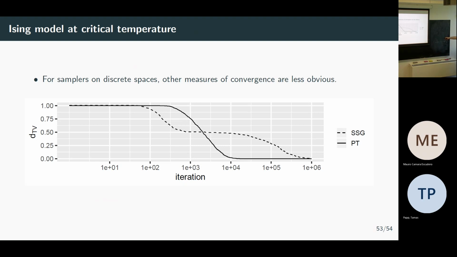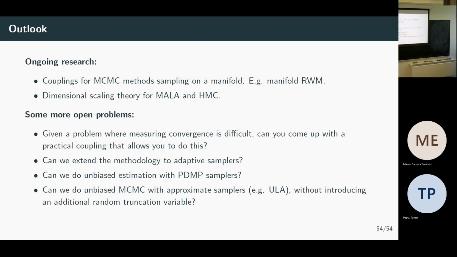You can see this bimodal structure from the coupling bound. You hit the first mode in most cases by iteration 1,000, but then it takes another 1,000 times as many iterations to transition to the second mode. This shows up in the coupling bound. But if you use parallel tempering for this example, you sample much more efficiently because your convergence is quicker. And this is revealed in the total variation distance bounds I showed you before.